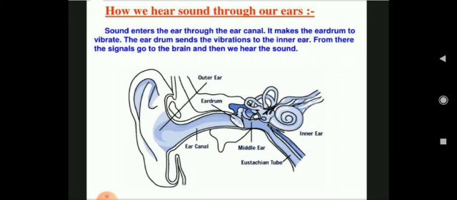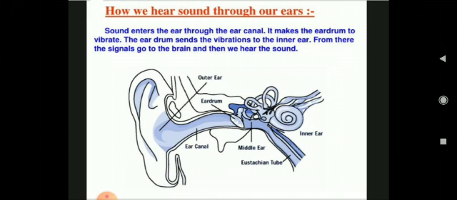So students, our ear has the organ that detects the sound, and the ear has three parts: outer ear, middle ear and inner ear, right? Each part of the ear serves a purpose in the task of detecting and interpreting sound, right?